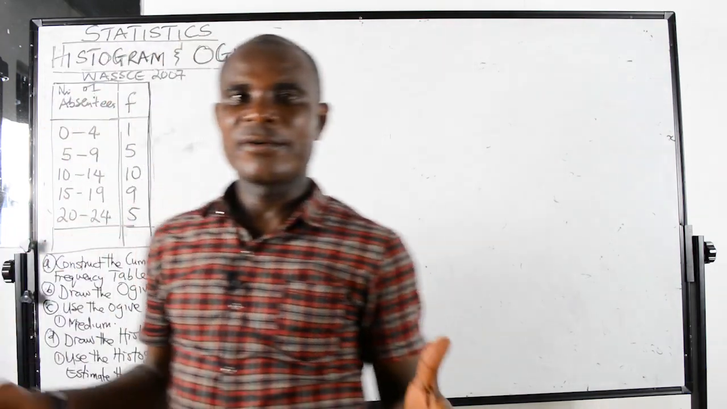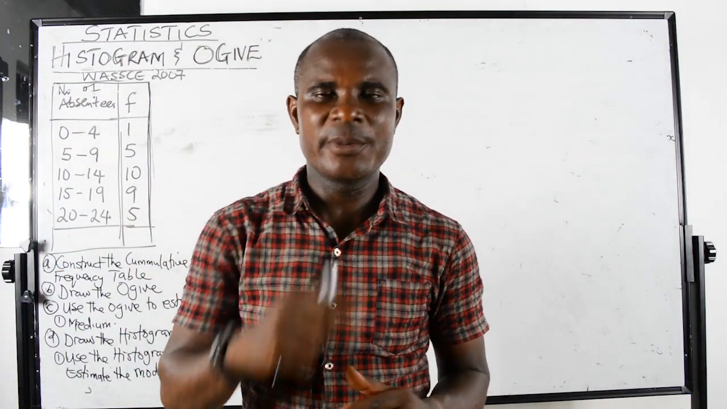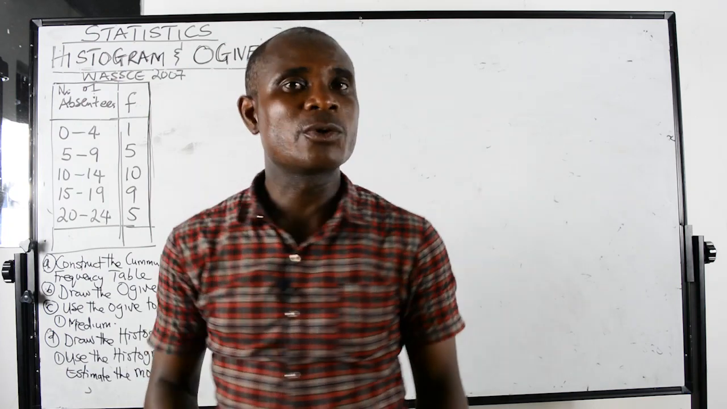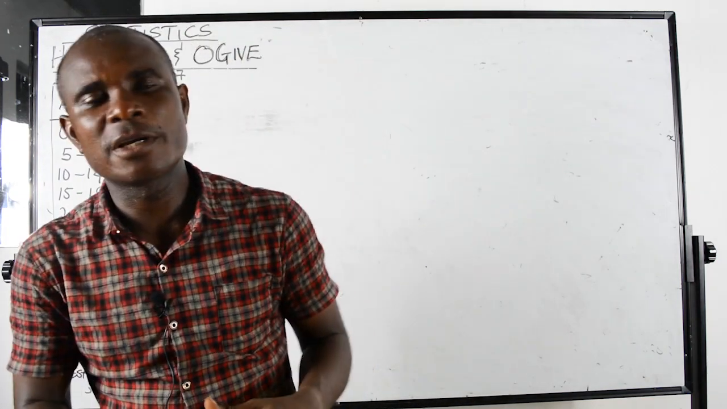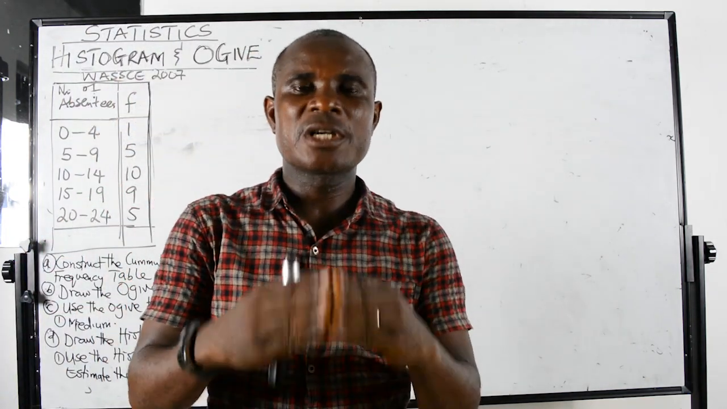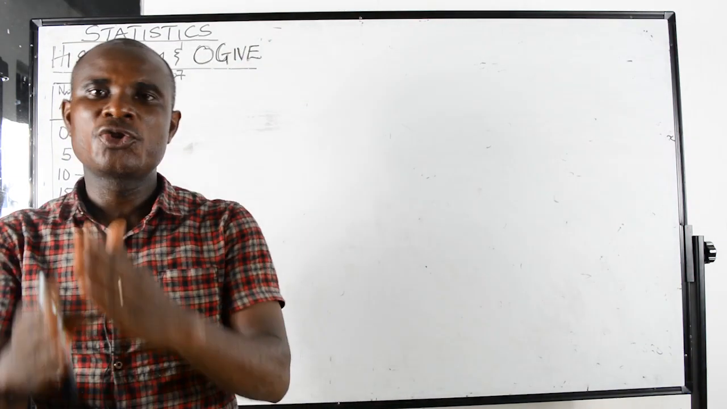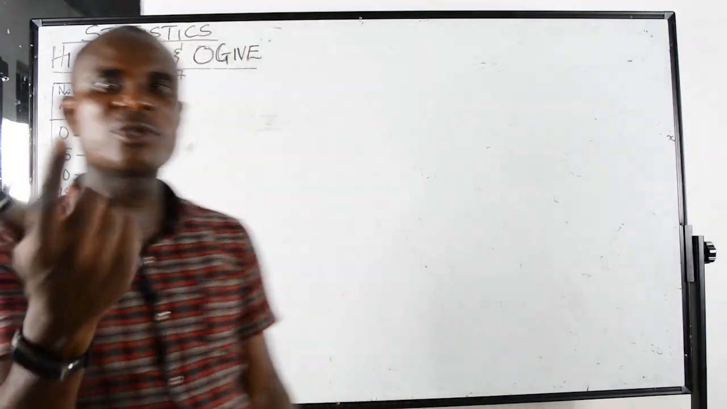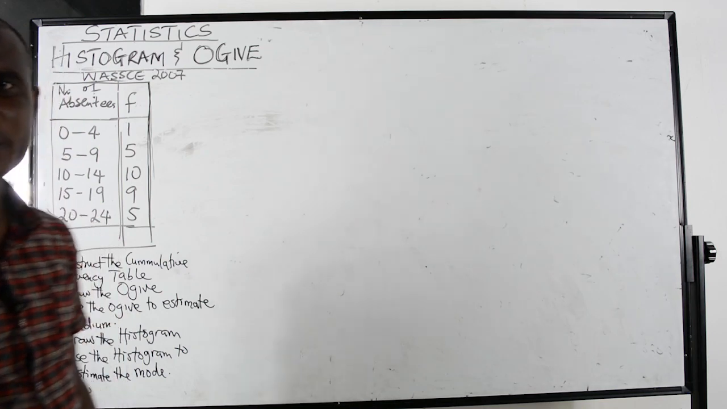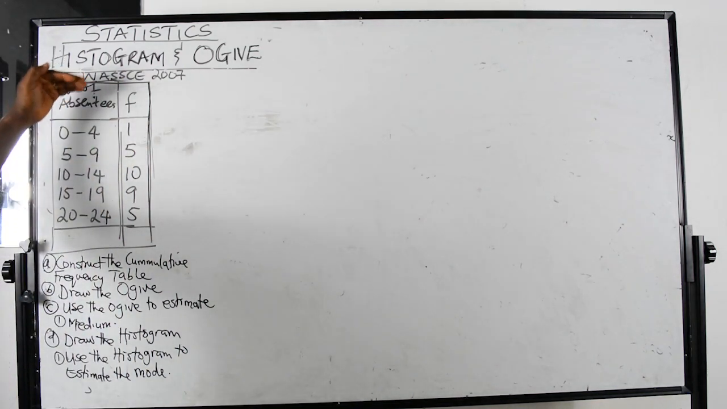It's a bar graph and it should be drawn on graph paper. We are also going to look at the ogive. The ogive is another name for the cumulative frequency curve. It comes from the word accumulate. It's a pictorial form of presenting data as well, so we want to look at it in detail.